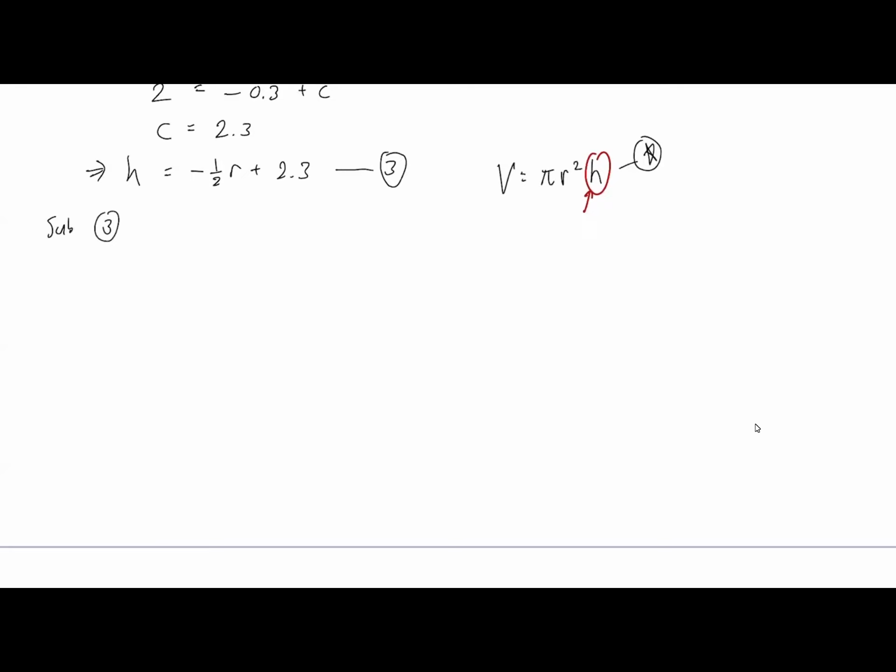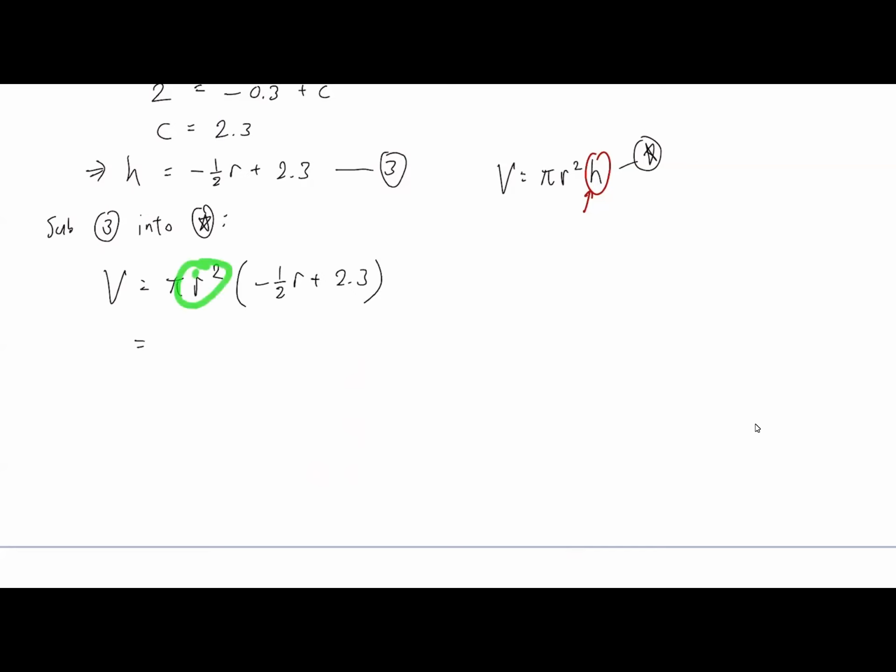Why are we substituting 3 into star again? Remember the ultimate goal: to change the V in terms of r. So you want to get rid of the h. Very good. Yes, exactly. So V equals pi r squared multiplied by h, but in this case h is negative half r plus 2.3. Then you have to multiply in, I guess.